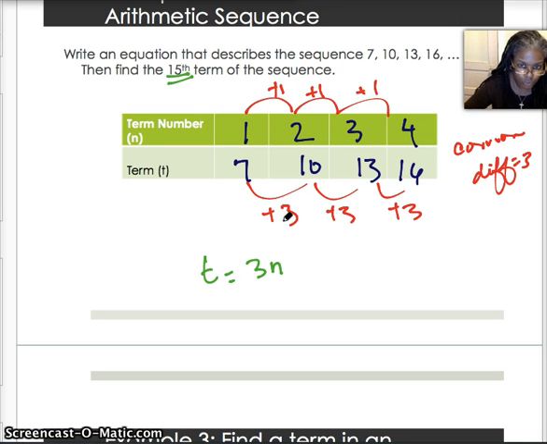So if I do 3 times 1, that's 3, plus 4. Where did you get the 4 from, Dion? 3 times 1 is 3. 3 plus what is going to give me 7? That's got to be 4. So I made it work.